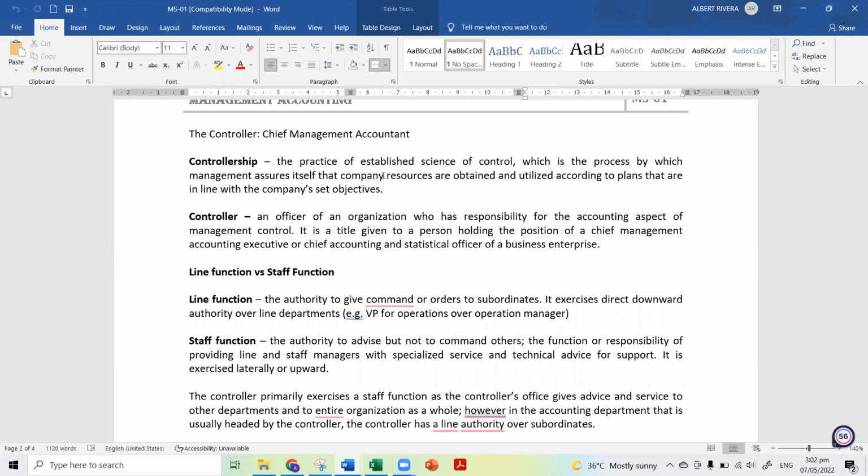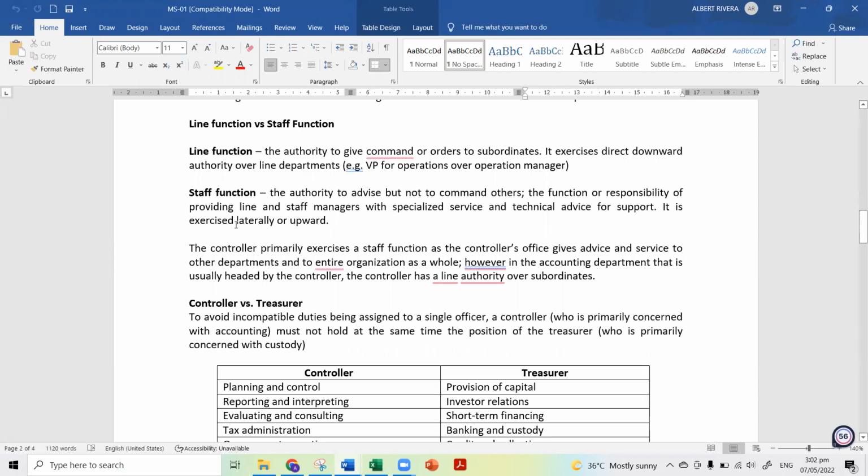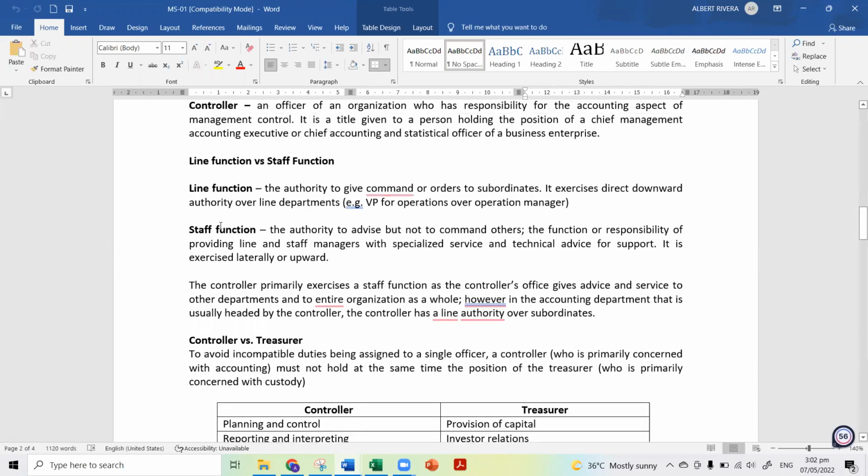Okay? Class, yung first part lang nito ang theory ha. Okay? From module handout number 2 down the line, these are all majority computation. Okay? So, let's go here. Napag-usapan nyo na yan sa management. This is a line function and staff function. Line function, the authority to give command or orders. Line kasi with subordinates. Ibig sabihin, may supervisor. Okay? That direct commands or orders to subordinates.